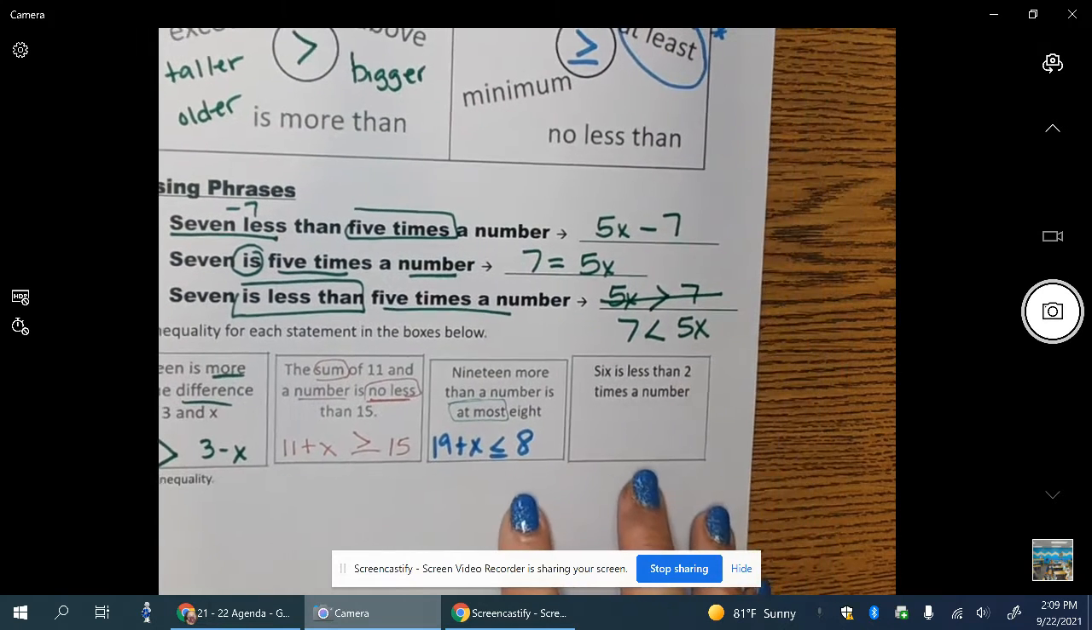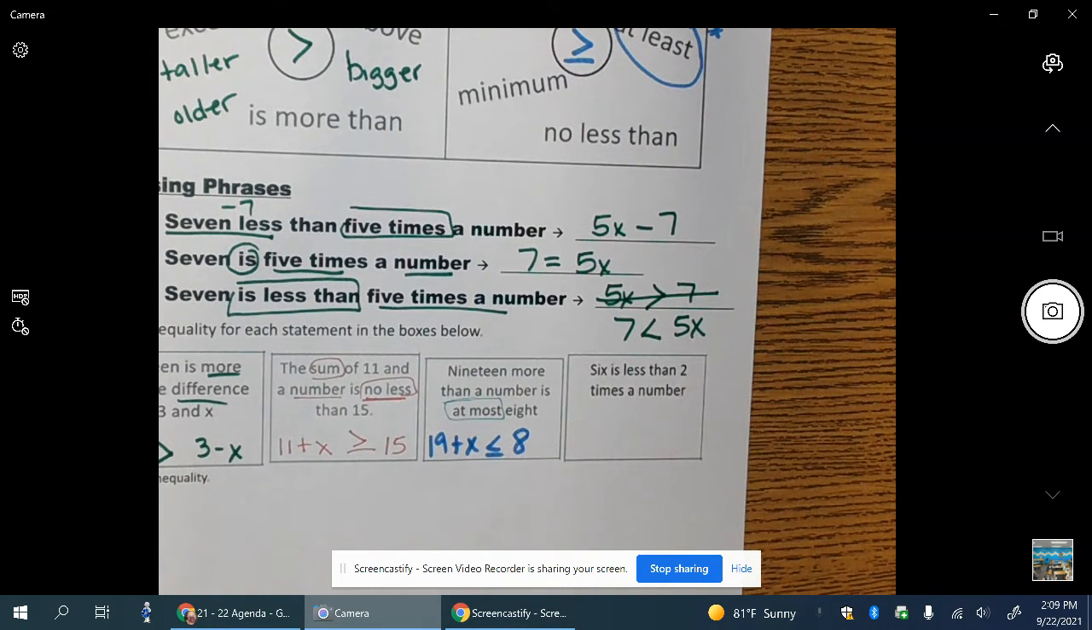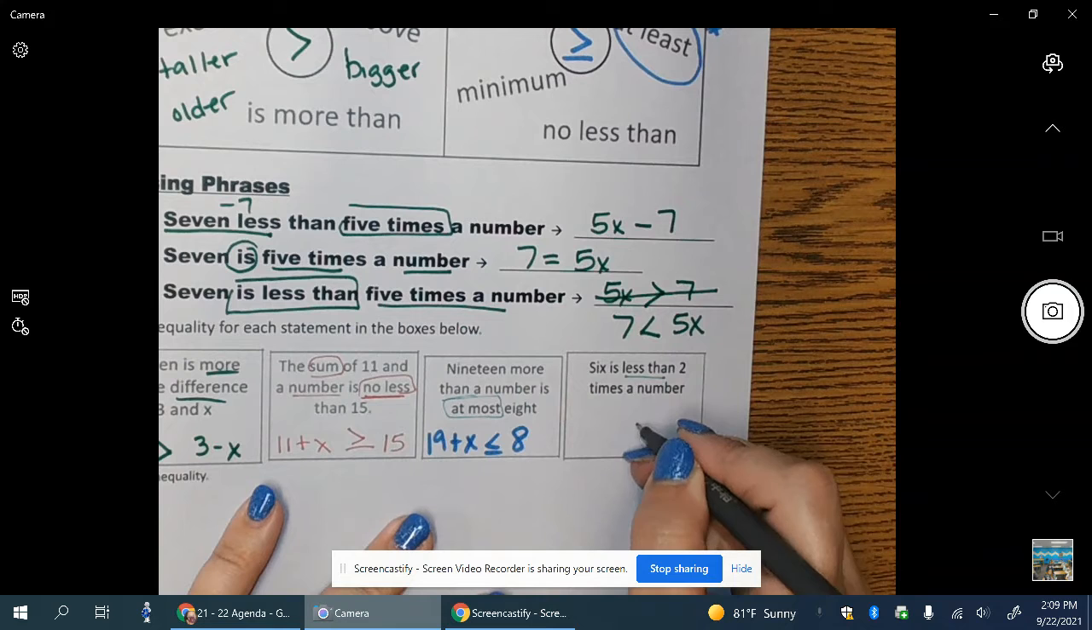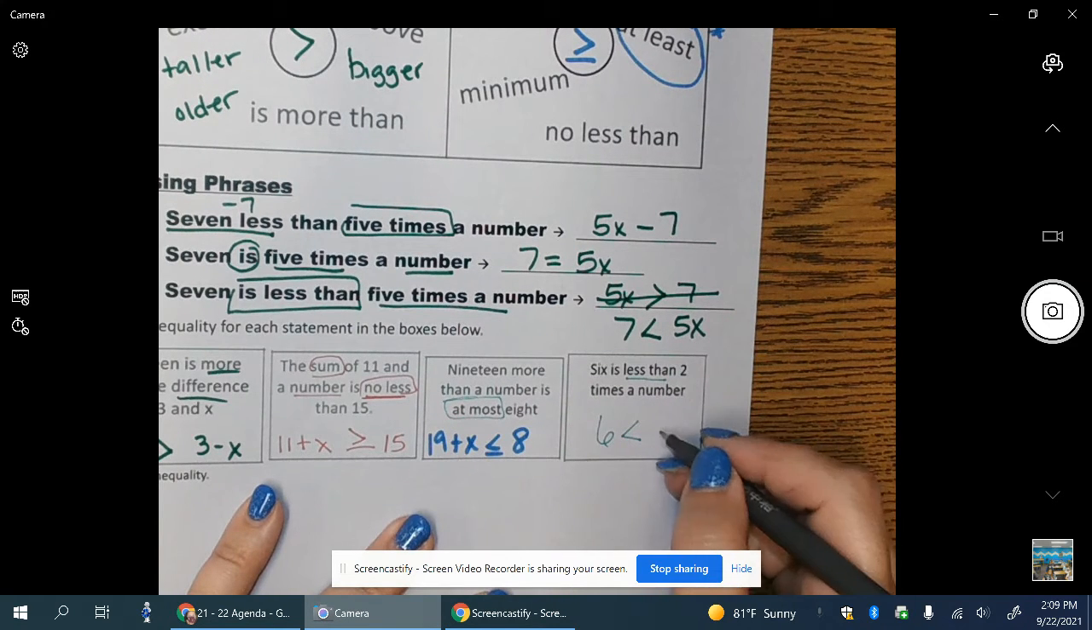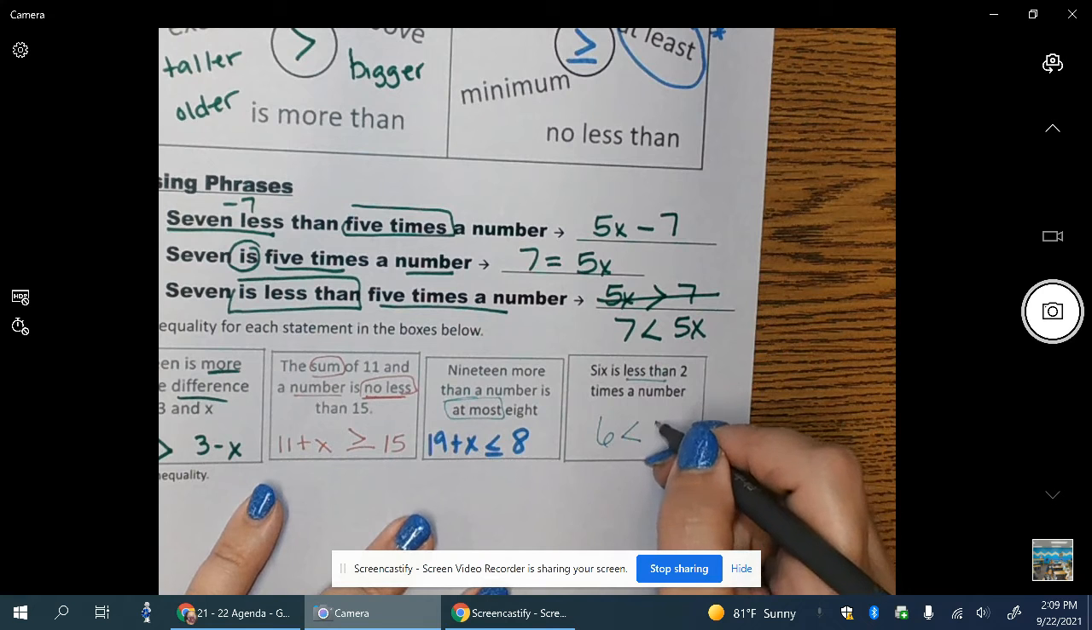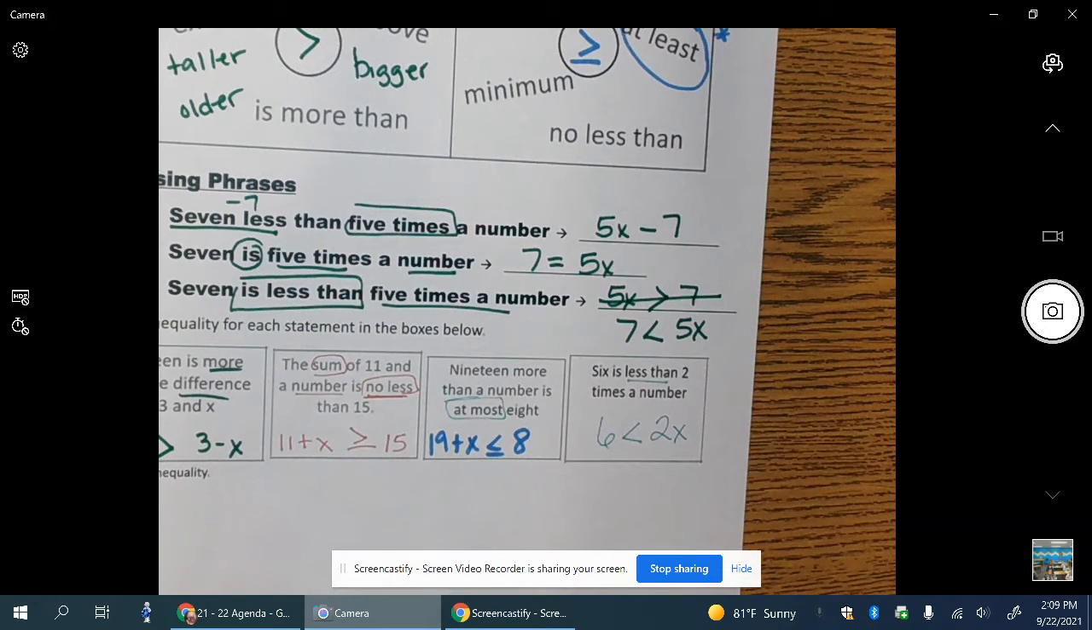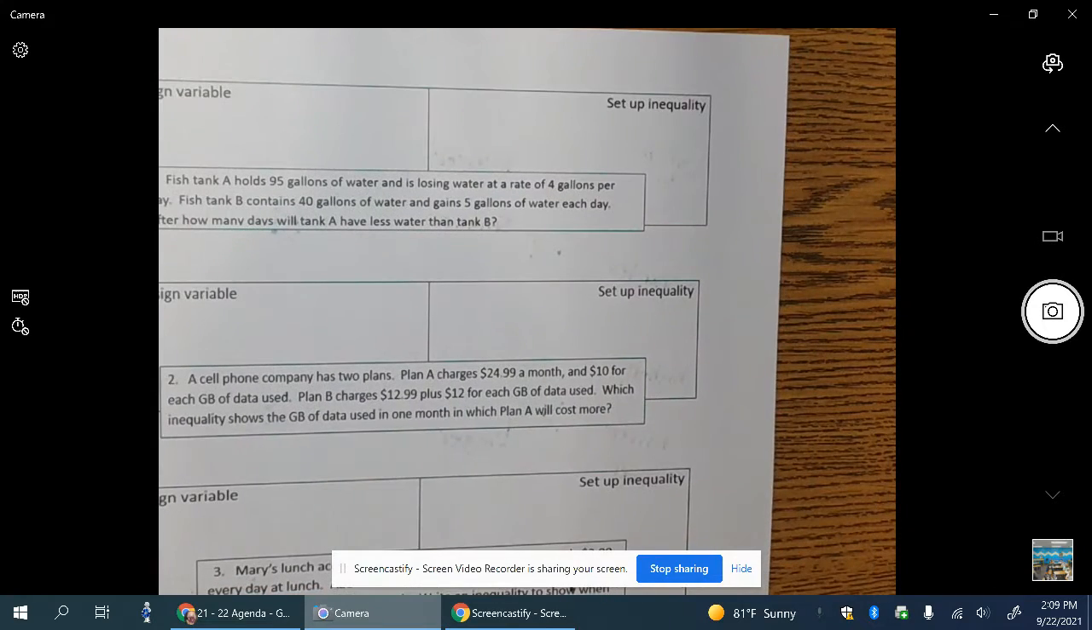Okay, last one. 6 is less than 2 times a number. What's the inequality? Less than. Does everybody see that? Less than. Make an L. 6 is less than 2 times a number. How do I write that? 2x. Okay? So now that you know that, we're going to look at some real world examples of when you would use this. Okay? Who wants to read the first one?